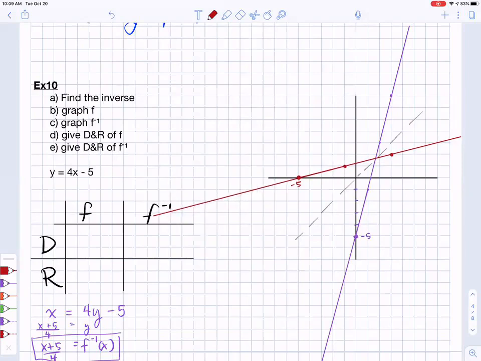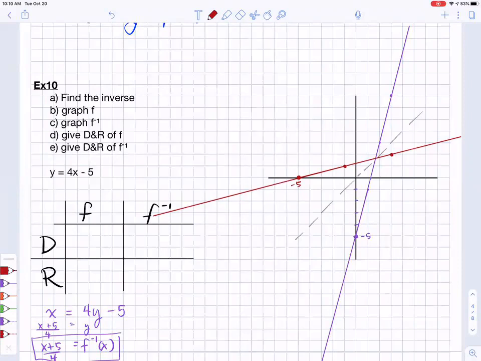Hey, what was interesting fact number 5? About the y equals x line. They're symmetric about the y equals x line. Now you remember back in chapters 1 and 2, we talked about symmetry: we had y-axis symmetry, x-axis symmetry, and origin symmetry. Remember that was the one where we could rotate it upside down. We've never had y equals x symmetry.